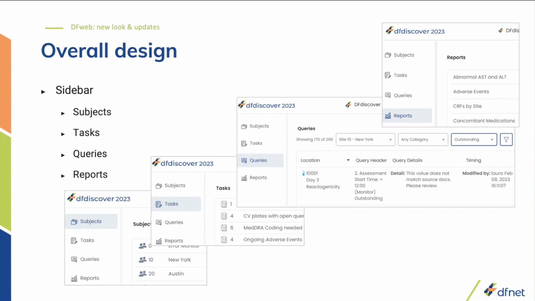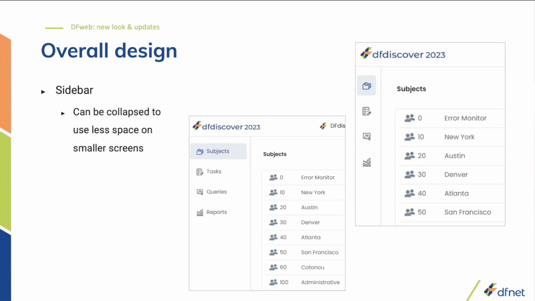A sidebar has been added to the left of your screen with links to the main sections in the app. These include subjects, tasks, queries, and reports. When accessing DFweb on a device with a smaller screen, the sidebar can be collapsed to use less space on the screen.